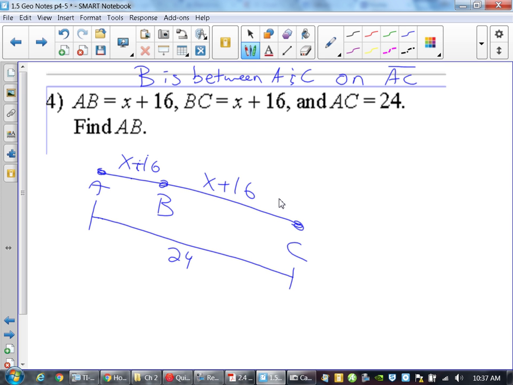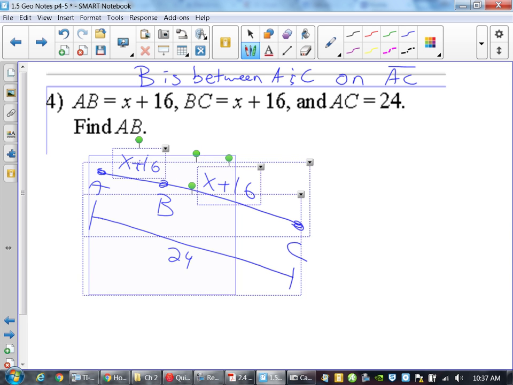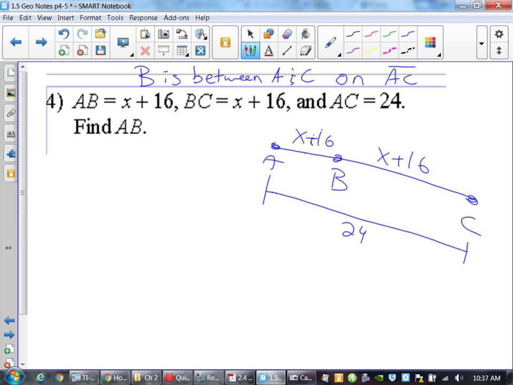Oh, I feel stupid. What do you do? Yes, ma'am. X plus 6, wait, that's 16. Yeah. Plus X plus 16. That's all it is. Now you have your two smaller equal to the large. So your x plus 16, x is 16.